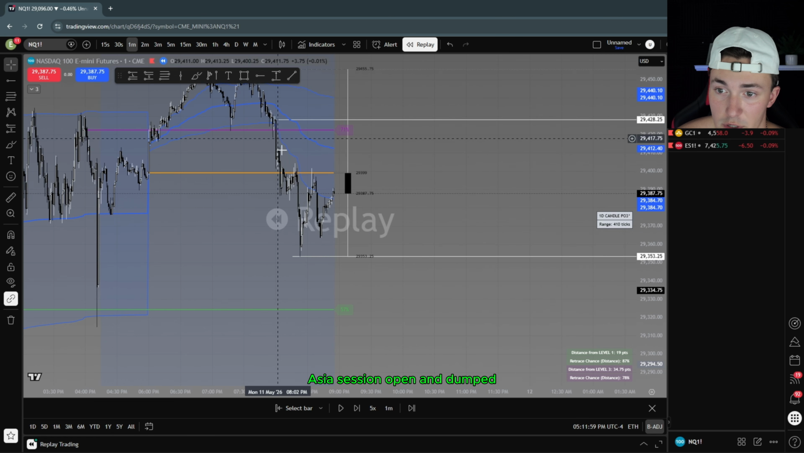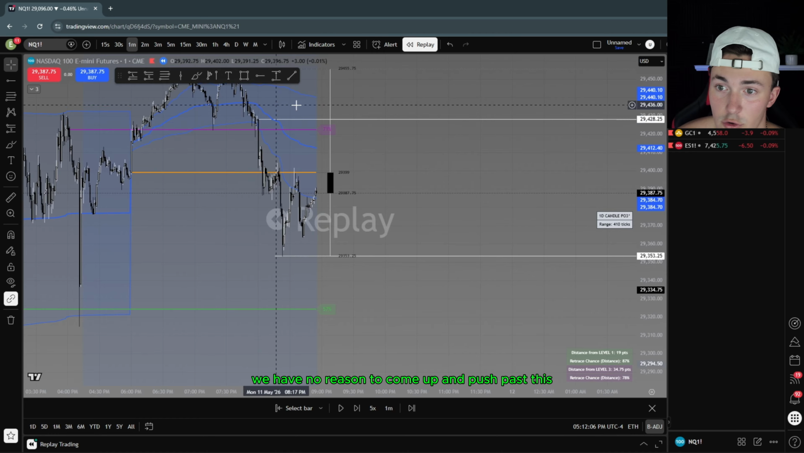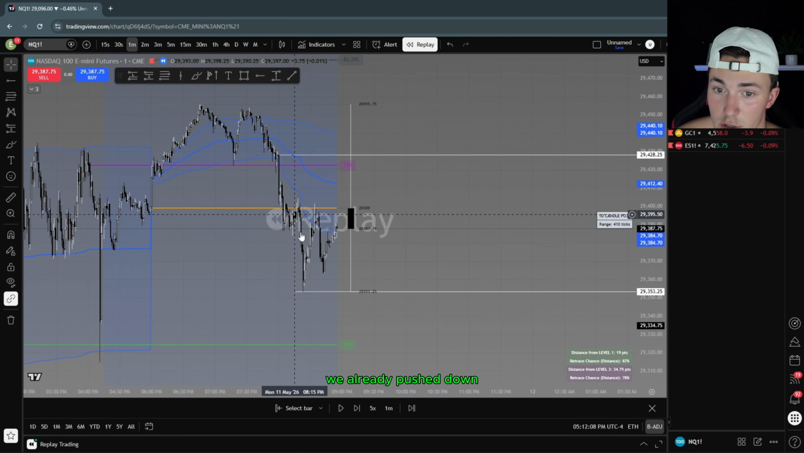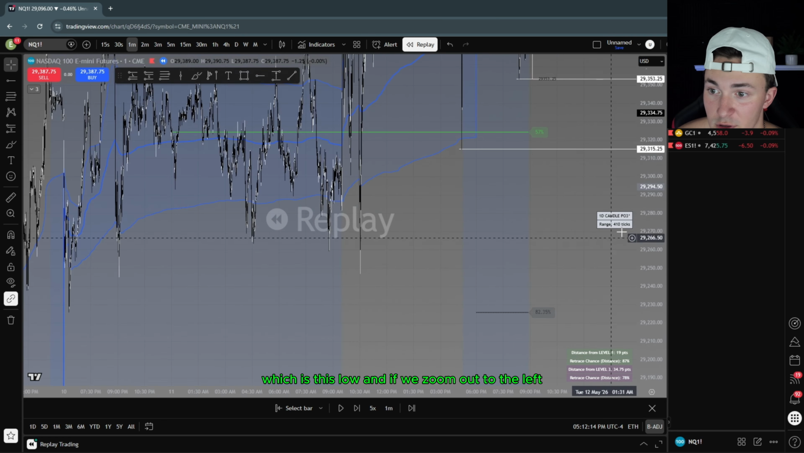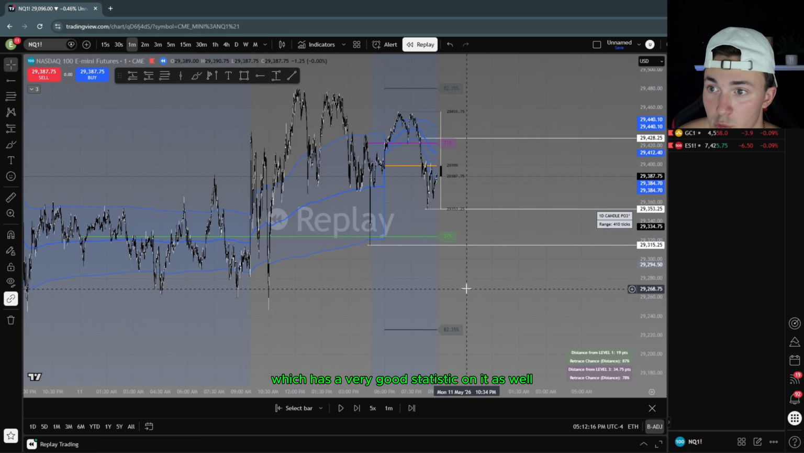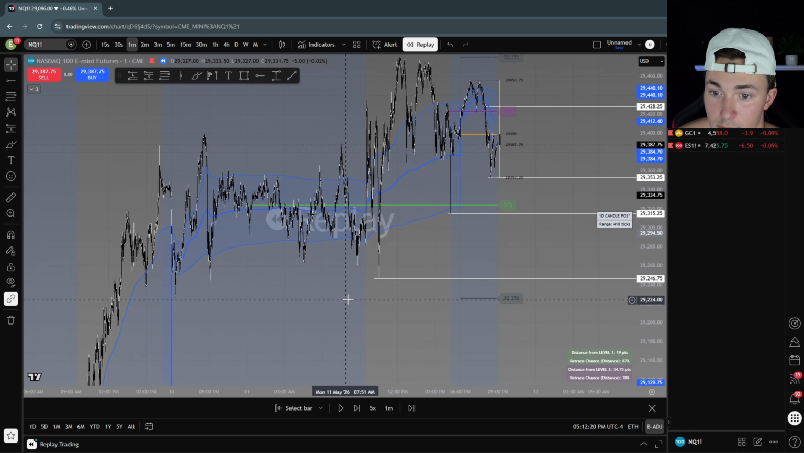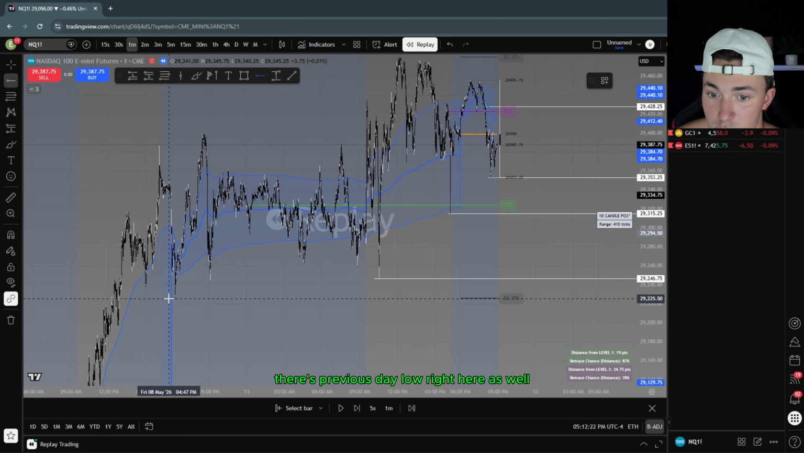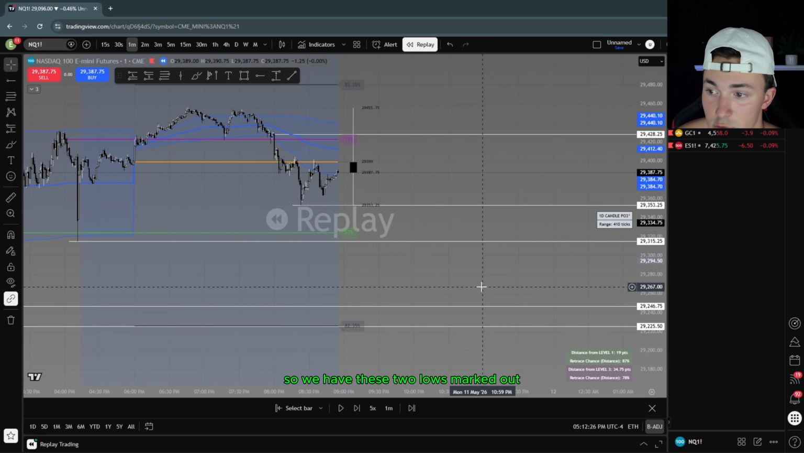Asia session open and dumped. We make our high, we make our low. We have no top wick at all, right? We have no reason to come up and push past this. We already pushed down. We're coming towards our draw on liquidity right here, which is this low. And if we zoom out to the left, we also have previous day low, which has a very good statistic on it as well. Okay, so I marked that out. There's previous day low right here as well, but this is the more prominent draw in my opinion. So we have these two lows marked out.